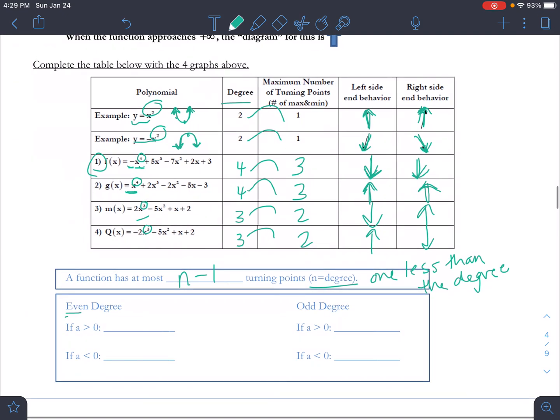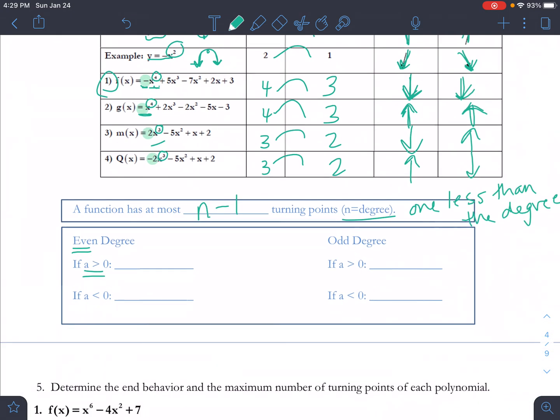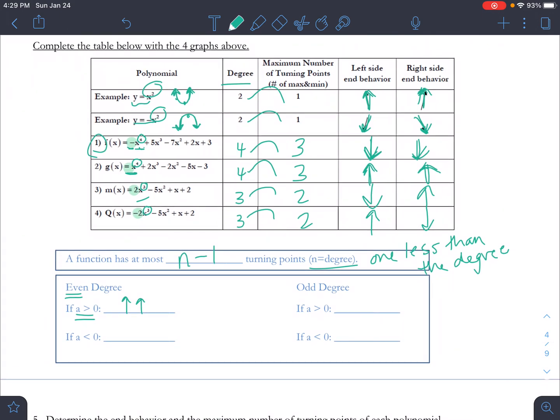So for an even degree, so 2nd degree, 4th degree, 6th degree, if a is positive, where a is the leading coefficient, guys, so a would be like negative 2, 2, 1, negative 1. So when I talk about a being positive, I mean that leading coefficient. Okay, if a is positive, I have up, up behavior on both ends. I don't know what's happening in here. It depends on what degree it is. But in a general sense, it will end up, up.